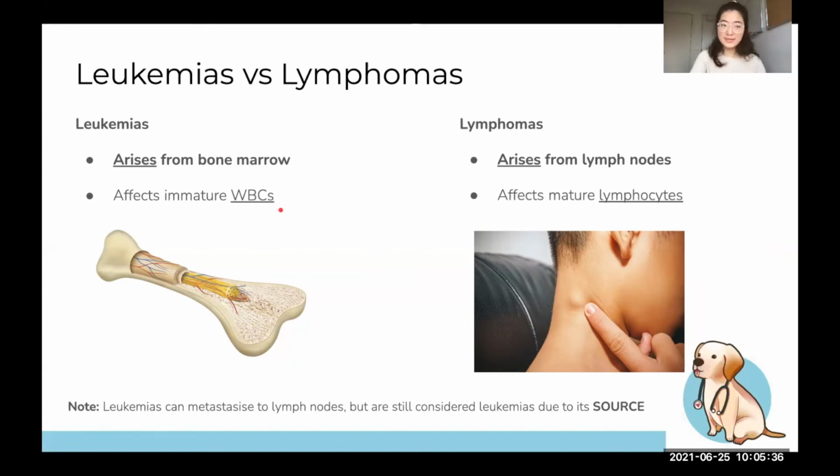There is a bit of confusion in the sense that, oh, but leukemias, you can also find them in the lymph nodes. That's also because leukemias are a cancer, and cancers can metastasize via the lymphatic system. So you'll often get leukemias that have metastasized to the lymph nodes. However, because those cancers originated from the bone marrow, those are still considered to be leukemias rather than lymphomas. It's just a little bit hard to distinguish between the two when the disease has progressed later on.